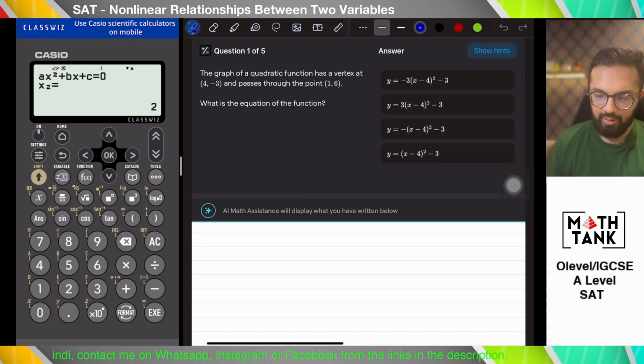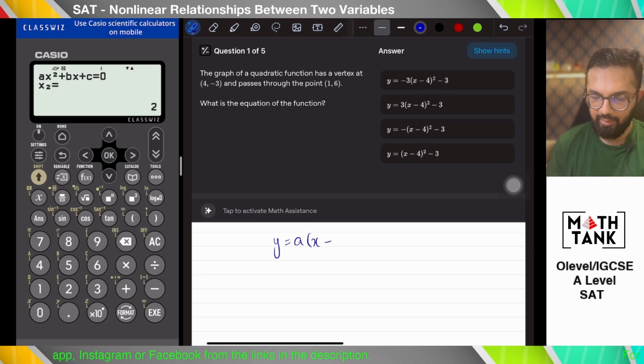It says the graph of a quadratic equation has a vertex at (4, -3) and passes through the point (1, 6). What is the equation of the function? Okay, vertex at (4, -3), so the answer could be any of these. All of these have that vertex, and it passes through the point (1, 6). So I could do it like that.